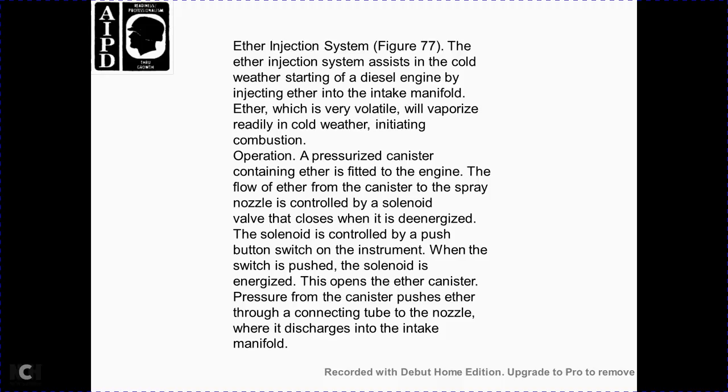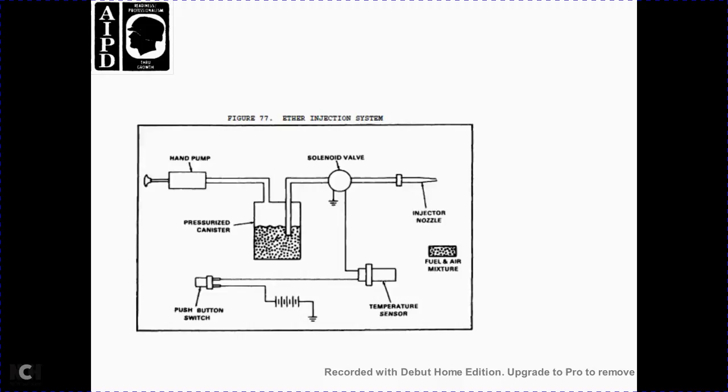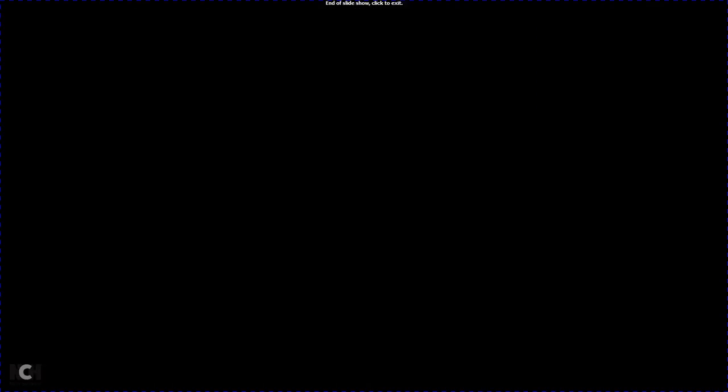When the switch is pushed in, the solenoid and drive open the ether canister, and the pressure of the canister pushes the ether through the connection tube to the nozzle, where it is discharged into the intake manifold. Figure 77, ether injection system: the hand pump, the pressurized containers, the solenoid valve, the injection valve, the temperature sensor, the push button switch, from the ground, battery to the ground.